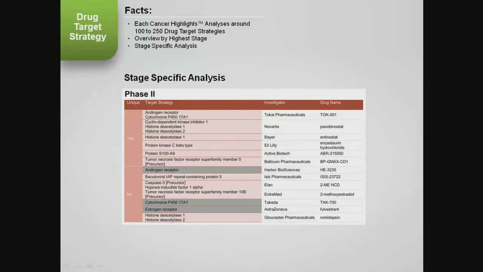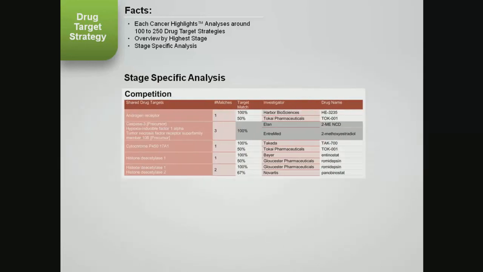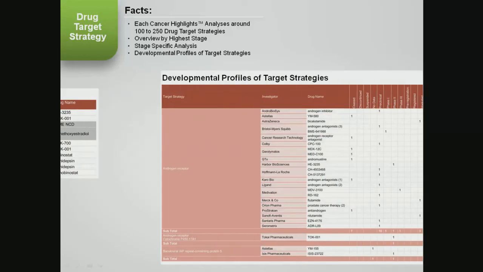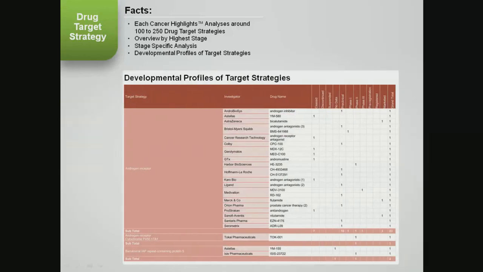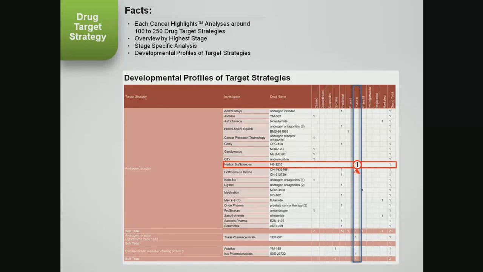This analysis includes a detailed presentation of which target strategies are involved from various drugs and investigators, and also checks for drug target competition amongst all drugs in the specified stage. Finally, Pillar 2 gives each target strategy a developmental profile, outlining the direct head-to-head target strategy competition by developmental stage, experienced by any specified drug regardless of a compound strategy or pursued cancer indication.